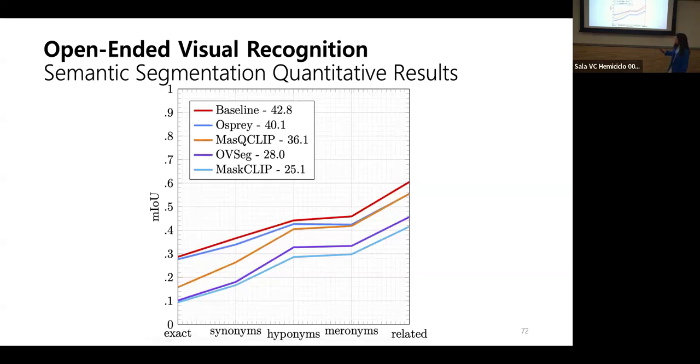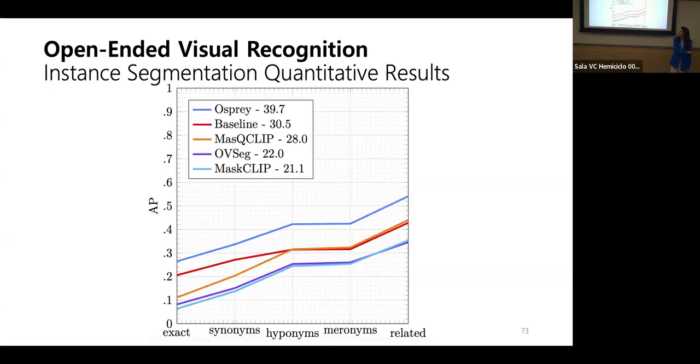This is for semantic segmentation. In this case, we can see that our baseline is better than the generative model. So this is suggesting that our baseline is better for stuff categories, as we can see in the next slide. Osprey is way better than previous state-of-the-art for things categories, since we are here evaluating instance segmentation.